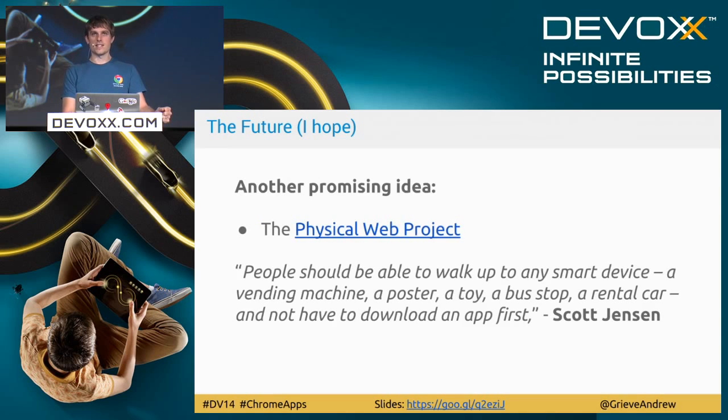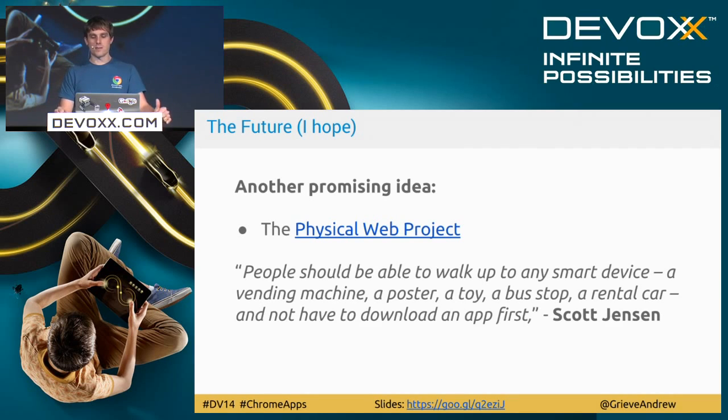And so this kind of idea of being able to walk up to a vending machine and have it deliver an app to you that you can use, this kind of encapsulated a project called the Physical Web Project, which debuted quite recently. Led by Scott Jensen, a kind of leader in the UI UX field.